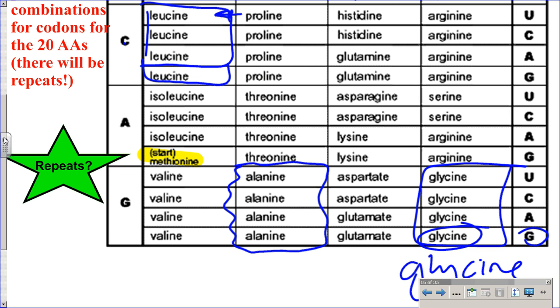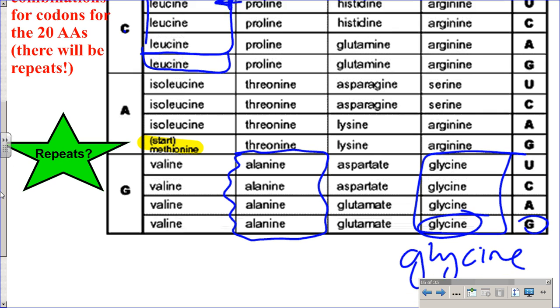That mutation could be bad. It could be neutral. It could be good. Maybe having alanine as that amino acid made you a super fast runner, where the other one made you slow as molasses. I have no idea. It depends on where it's at. But if you know that the amino acid is changing, that's important.